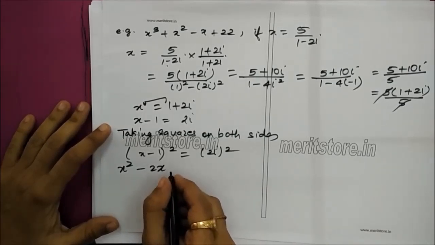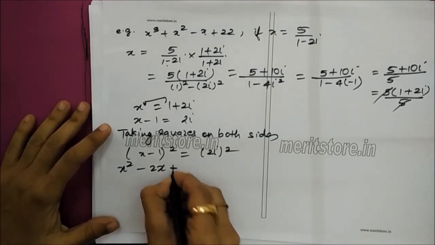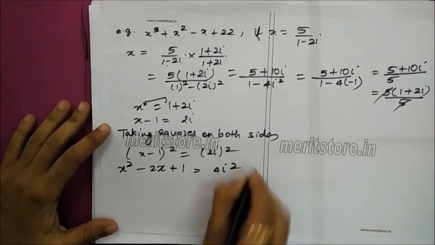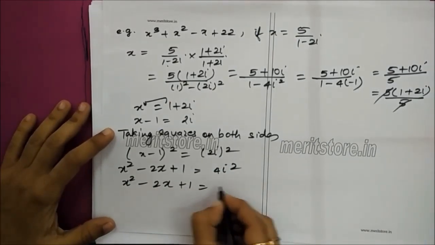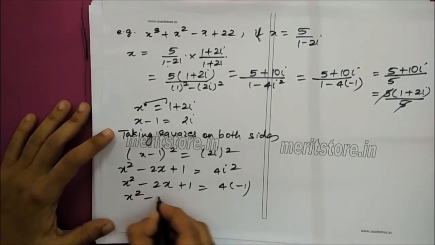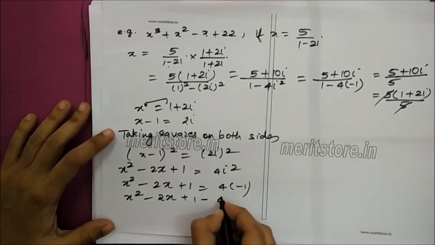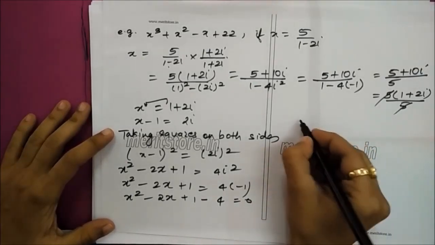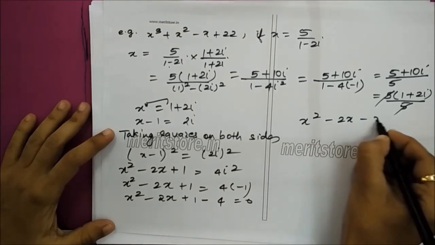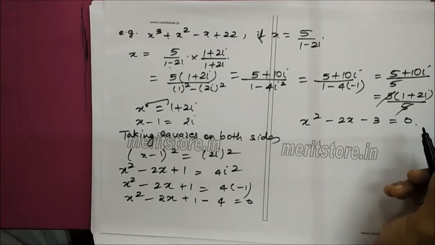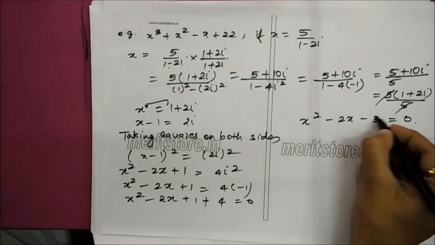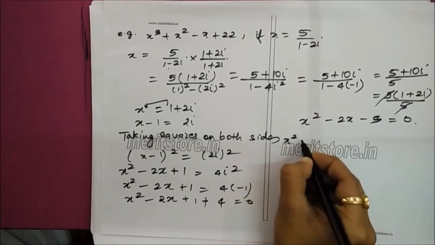plus 1 equal to 4i square. x square minus 2x plus 1 equal to 4 into minus 1. So x square minus 2x plus 1 minus 4 equal to 0. The answer you get is x square minus 2x minus 3 equal to 0. You will divide with this part. Now when this minus comes here, it becomes plus. So we will divide now.